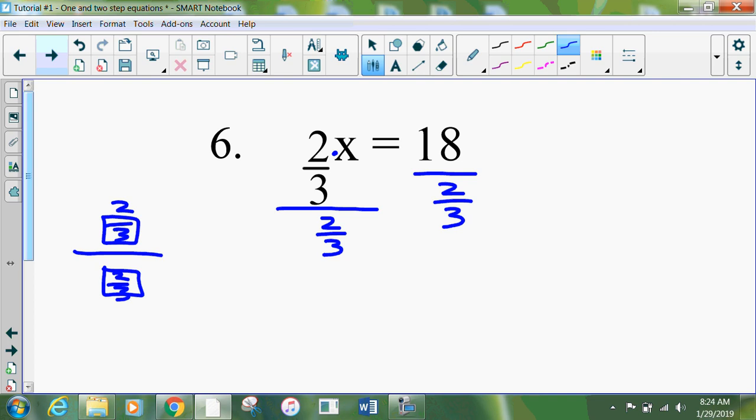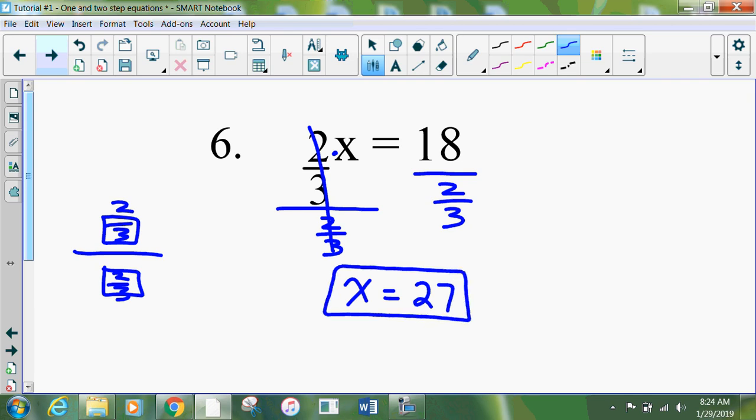Because we're dividing 2/3 by itself. Anytime you divide something by itself, you get a 1, and 1x is, of course, just an x. Here, 18 divided by 2/3, pick up your calculator, use that fraction button. 18 divided by 2/3 is going to give you 27. So that's one way of doing it. Realize that you have multiplication and then divide, and that's a great way to do it.